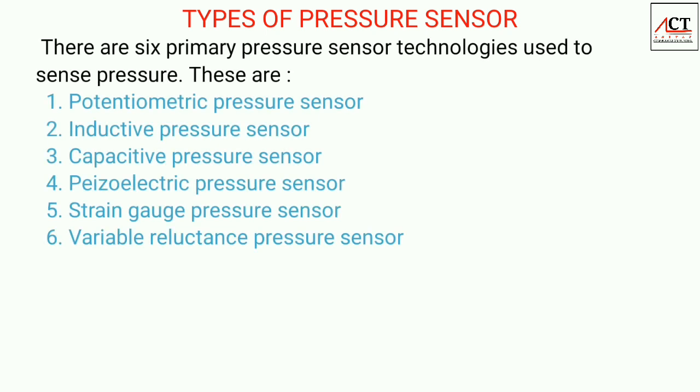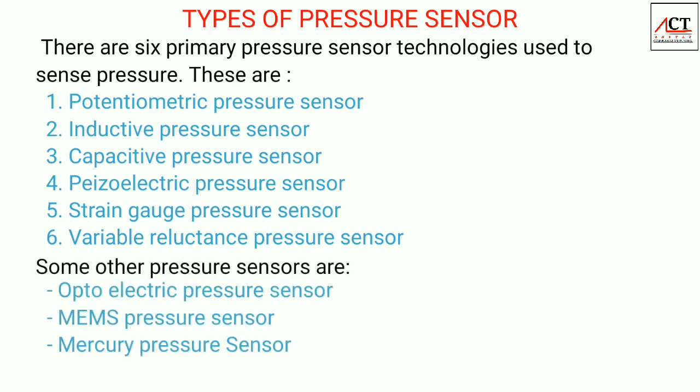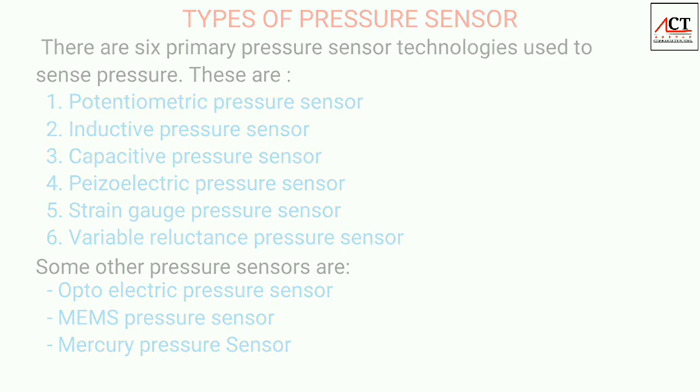Next is the types of pressure sensors. There are different types of pressure sensors. First, potentiometric pressure sensors, inductive pressure sensors, capacitive pressure sensors, piezoelectric pressure sensors, strain gauge pressure sensors, and variable reluctance pressure sensors. Besides this, there are other types of pressure sensors like optoelectric pressure sensors, MEMS pressure sensors, and mercury pressure sensors. Details of these pressure sensors will be provided in the next video.